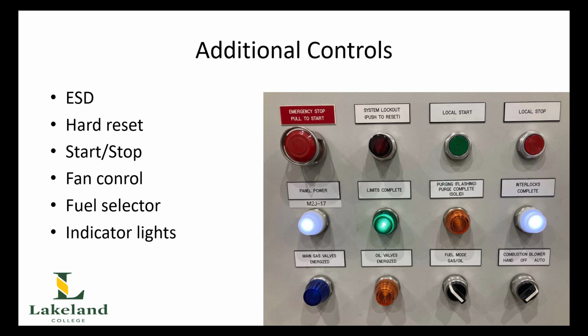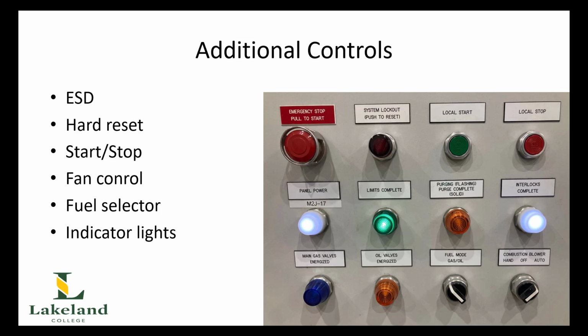We also have a hard reset button here, which is indicated on screen as a push to reset or system lockout button. Hard resets can be pressed to clear the existing limits, and then we can see if they are cleared, and then we can go ahead and begin the sequence by pressing the start button. What sequence do I refer to? The starting of the D-type boiler.